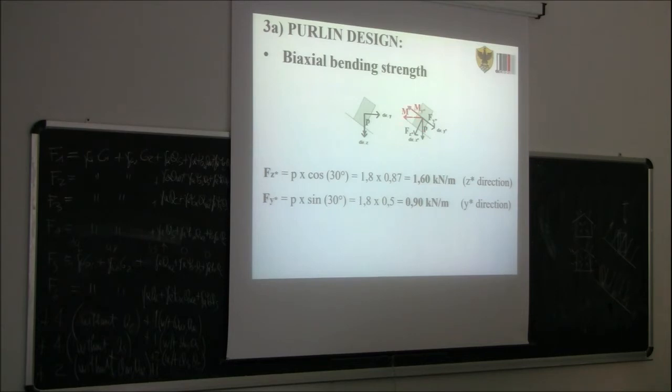Also the bending moment can be decomposed into simple bending actions. M_y asterisk is the bending moment times cos of 30 degrees, so 5.6 times 0.87 is 4.9 kNm. And the bending moment acting along what we call M_z asterisk, so the bending moment acting in this plane here, will be 5.6 times 0.5, so 2.8 kNm.